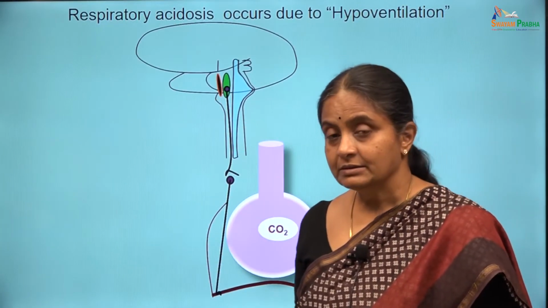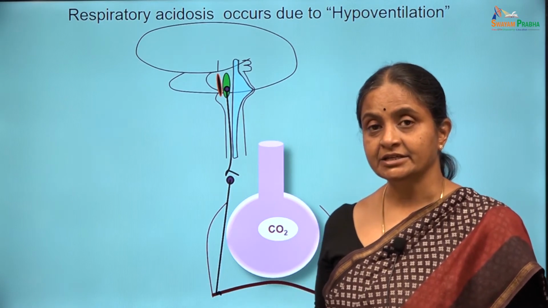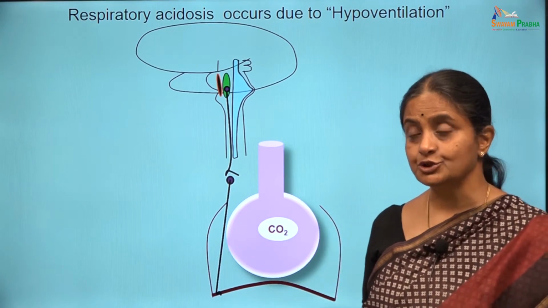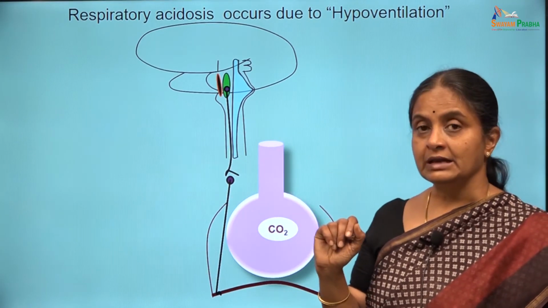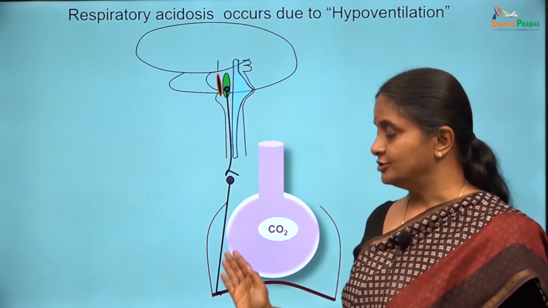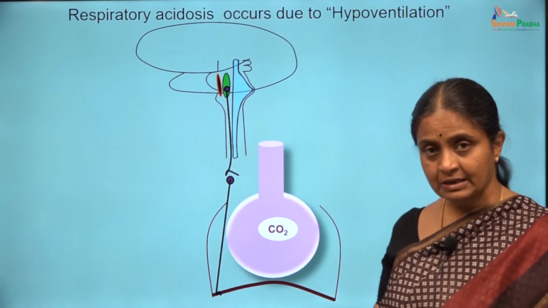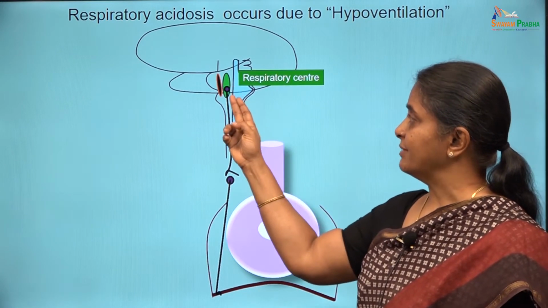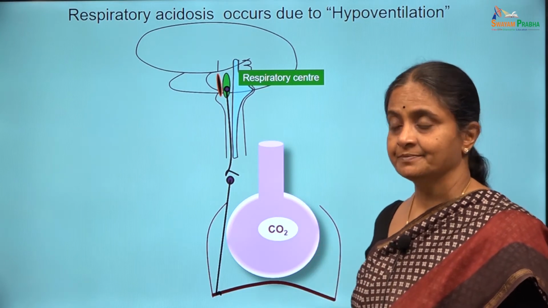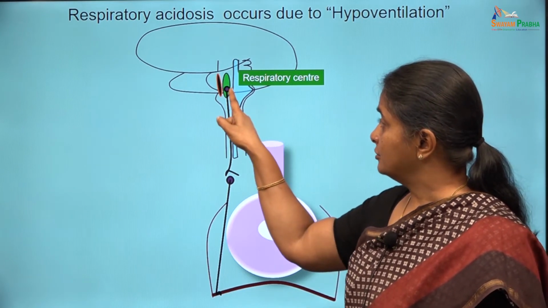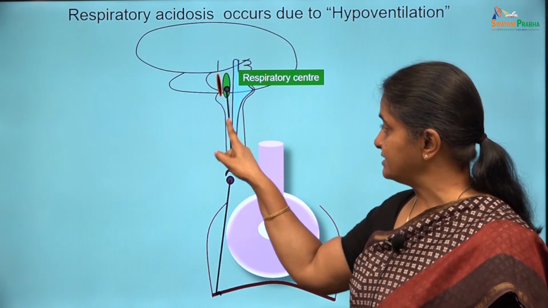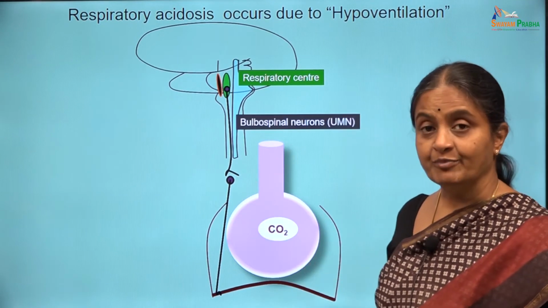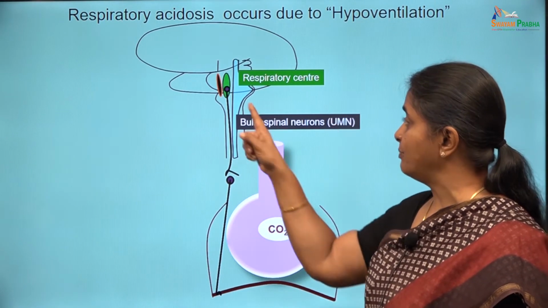We will now look at the mechanisms which can lead to a decrease in ventilation. Respiratory acidosis is due to hypoventilation, and hypoventilation could result due to a number of causes. We will see as many as possible here. The respiratory center in the medulla oblongata can be depressed, or the neurons going from the respiratory center to the cervical segments of the spinal cord can have problems. These are referred to as upper motor neurons.